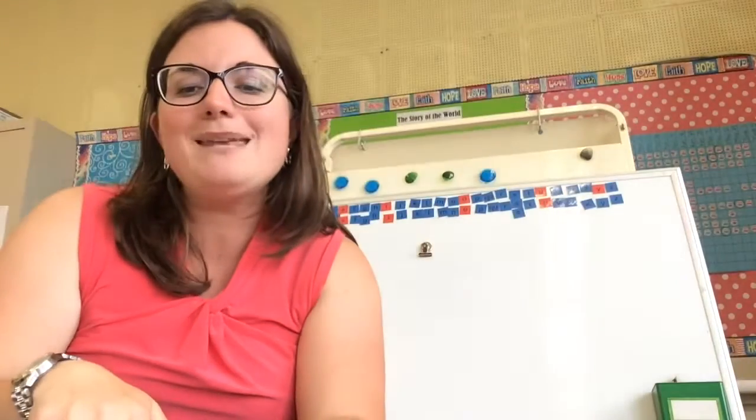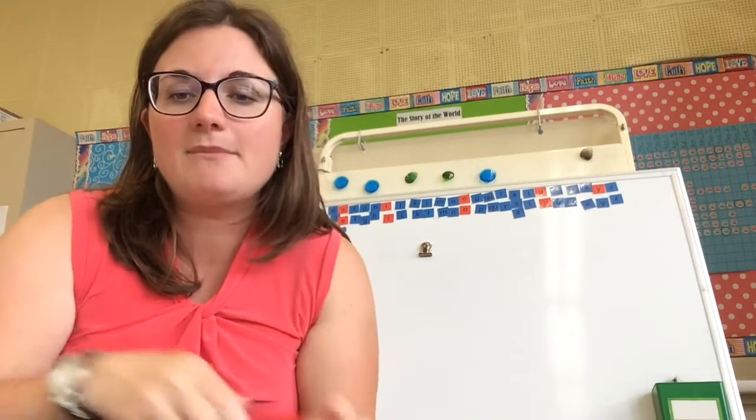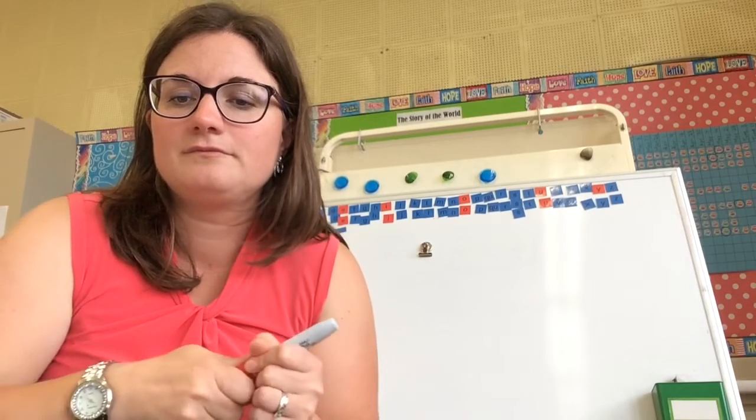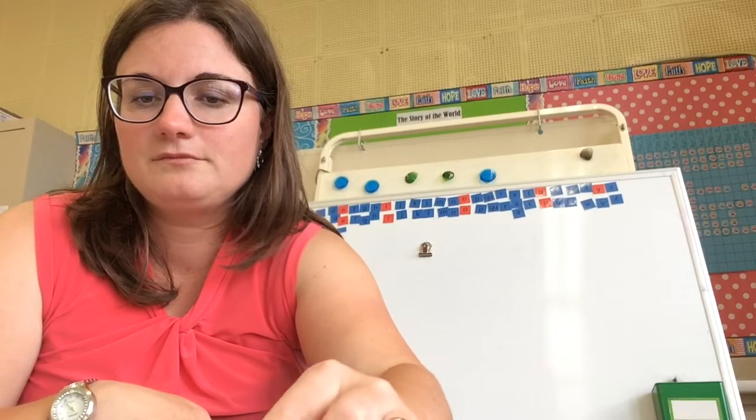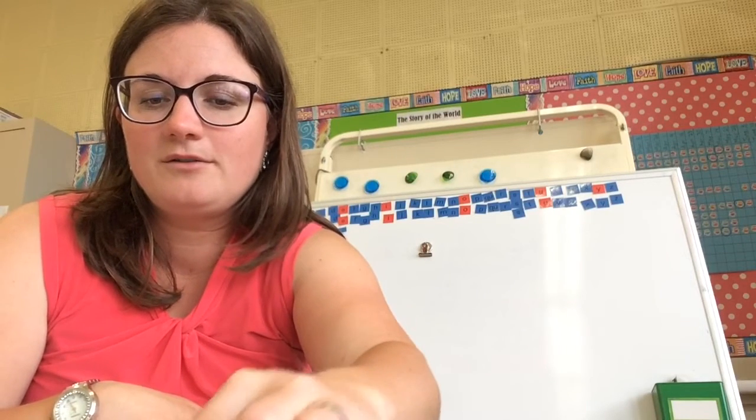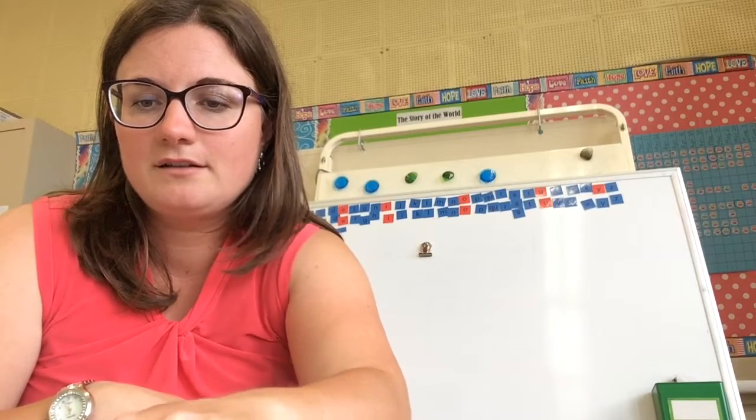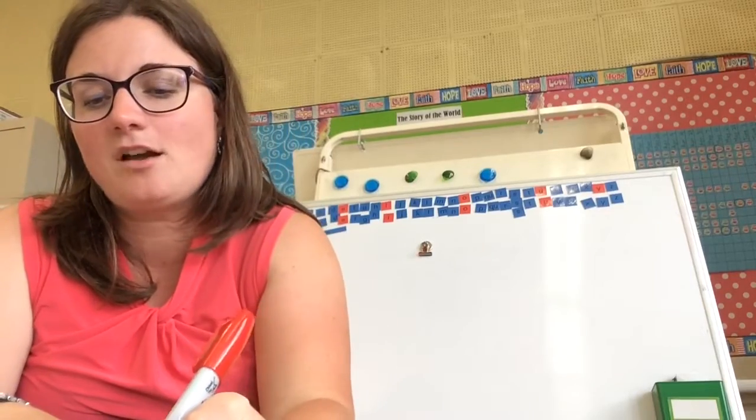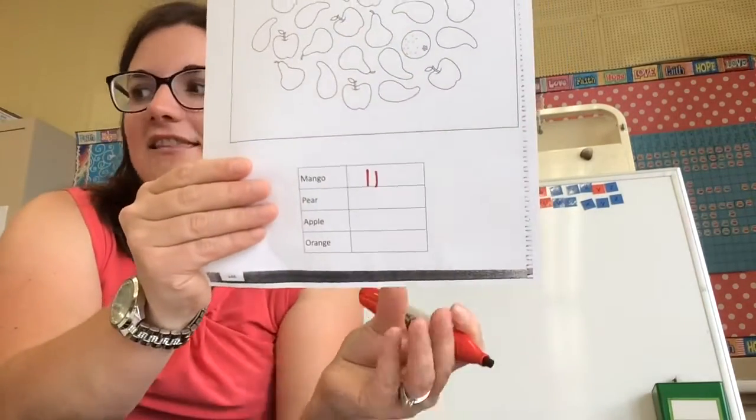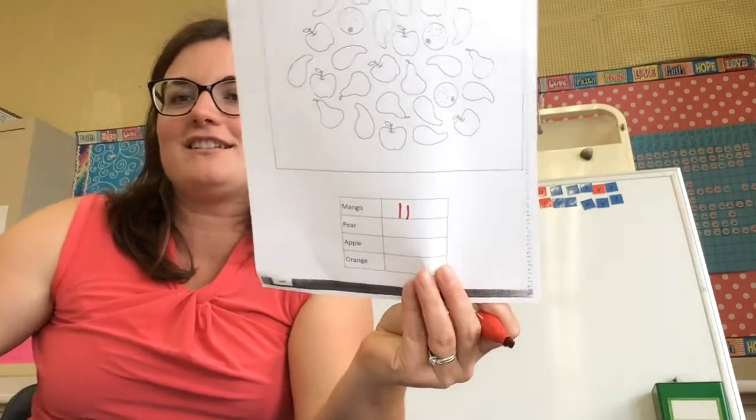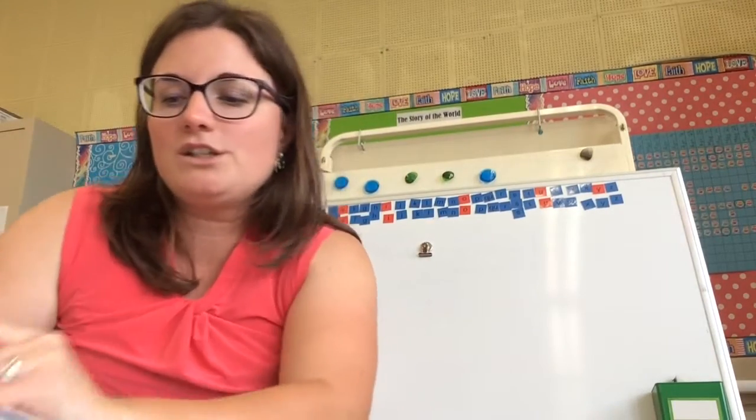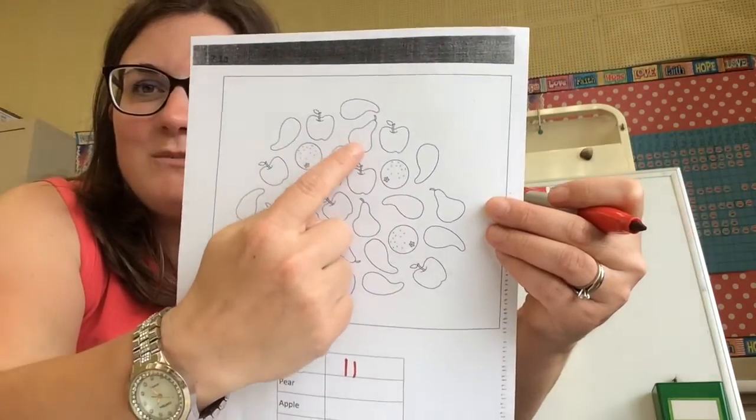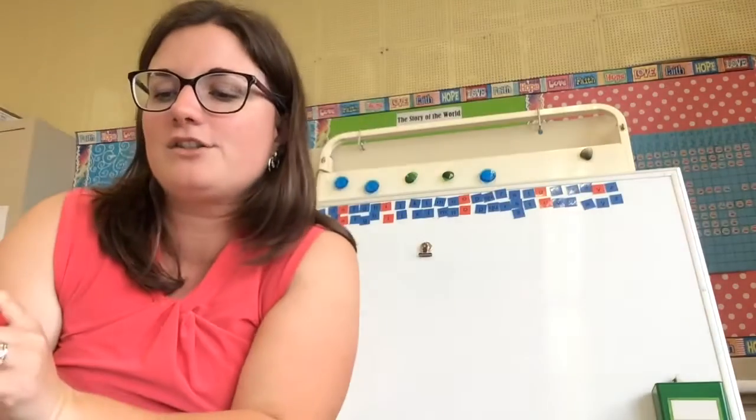Okay, so let's go along. How many mangoes do we have? Can you count how many mangoes? We have 11 mangoes. So you're going to write an 11 on the first line there. Okay, then we're going to go to pears. Okay, and I hope you know what the pears look like. They're a similar shape to a mango, but they have the stem there. So how many pears do we have? Can you count?